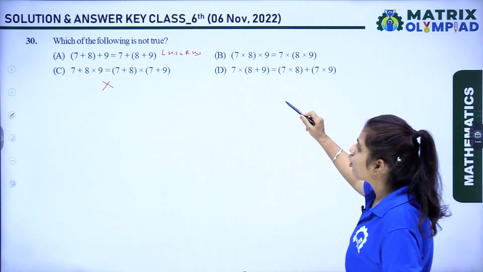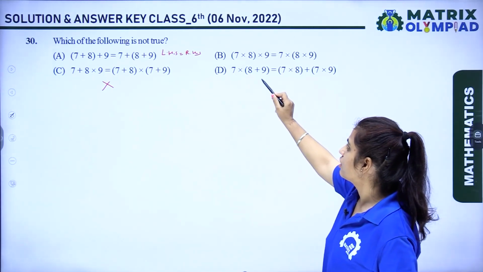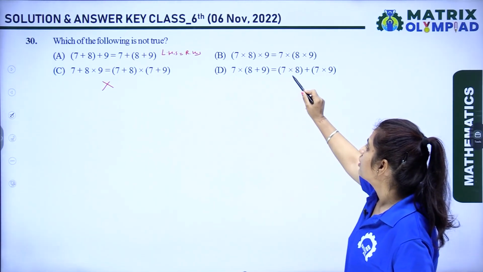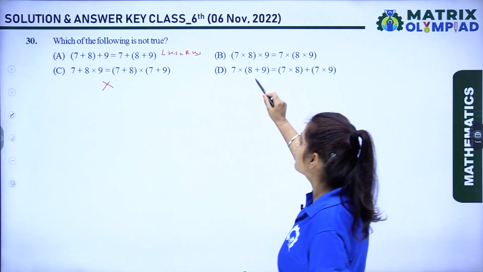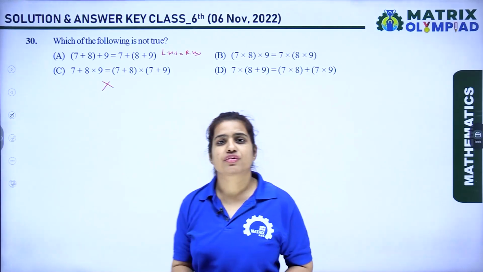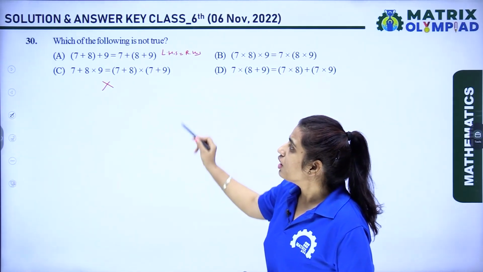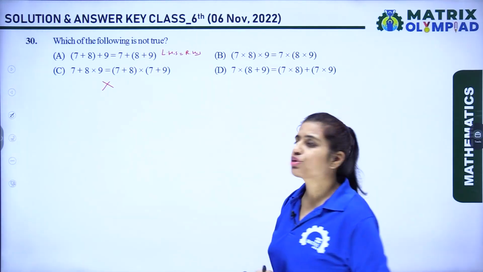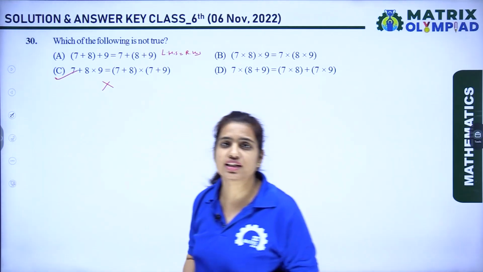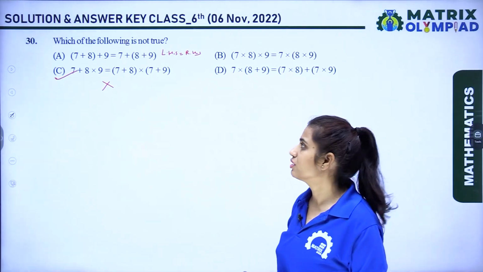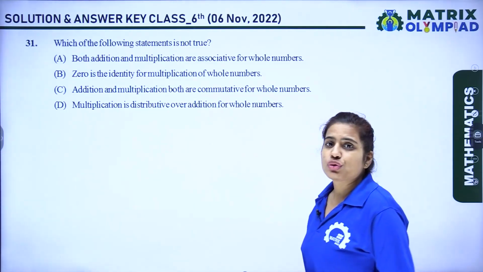Now let's check option D also. 7 multiplied by (8 plus 9) is equal to 7 multiplied by 8 plus 7 multiplied by 9. So this is the distributive property of multiplication over addition. So here out of these 4 options, only option C is not true. So according to question, option C is the correct option as it is not following any kind of properties. Now let's move on to the next question.